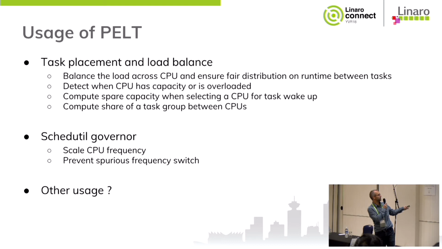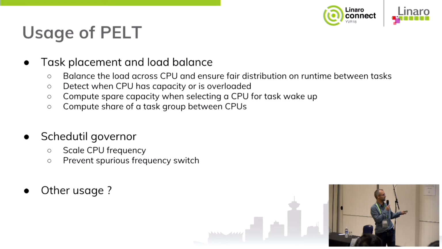That's there. We have this spare capacity, so when we are selecting a CPU, we'll look for a CPU with the most available compute capacity. And we're also using that for the schedutil governor, which is a CPUfreq governor, which is linked directly with the scheduler. Because the utilization of a task migrates with this task, we can anticipate what will be the best OPP on the CPU when the task migrates.